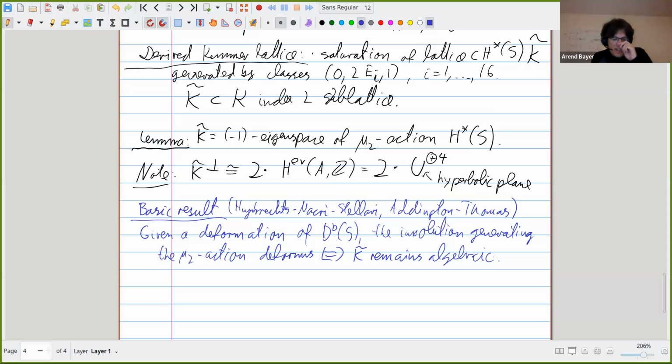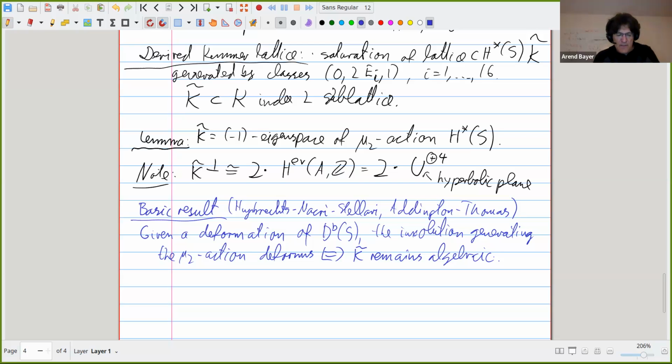Right? So for any deformation of this category, as long as this mu2 action deforms on the cohomology as a Hodge isometry, which is equivalent to saying I'm only looking at deformations that are orthogonal to K twiddle in the sense of derived Torelli, then this involution deforms. And if the involution deforms, obviously we can also hope for the mu2 action to deform. Okay, does that start answering your question?